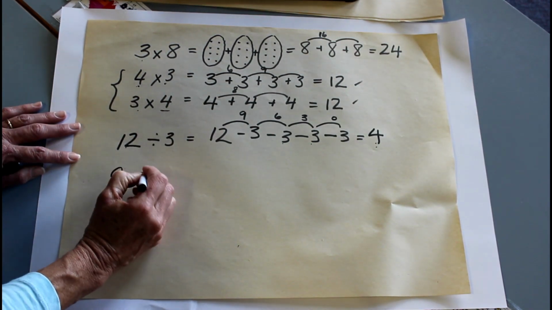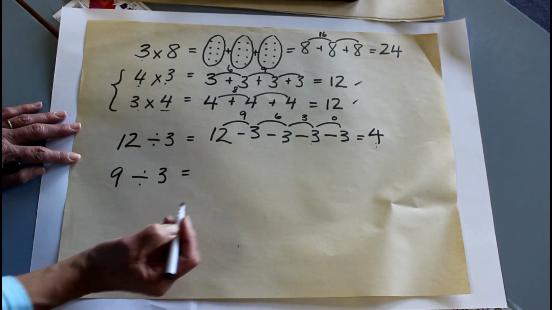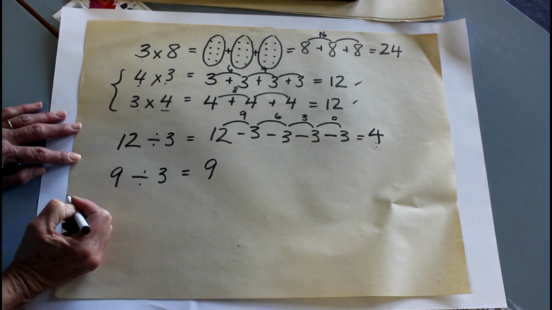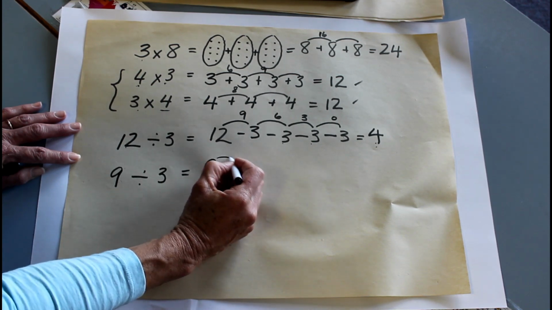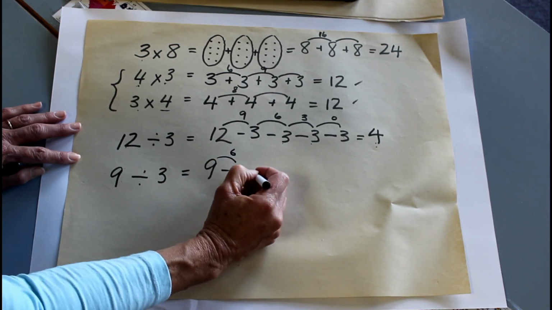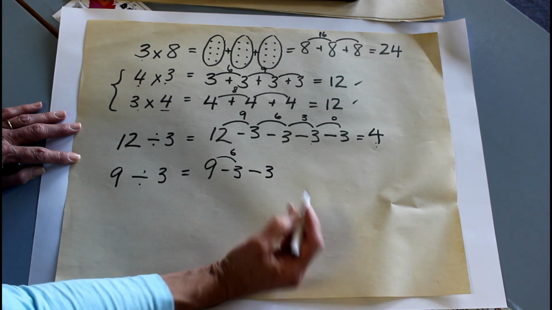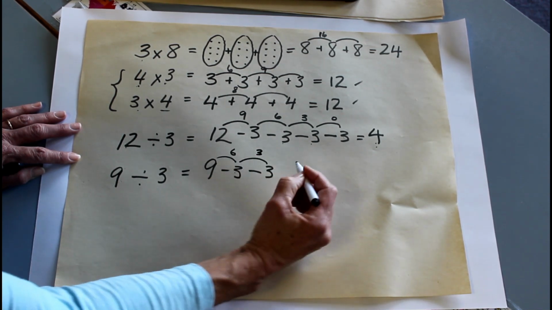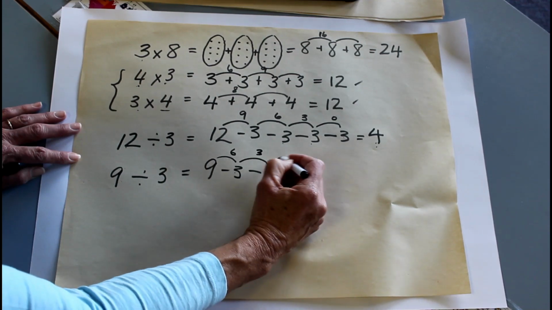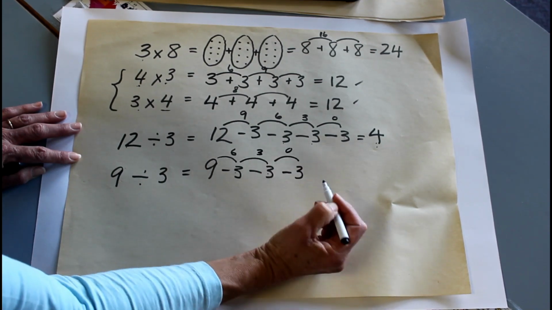What about 9 divided by 3? Let's start with 9, because we have to have a 9, and I'm going to take away 3. So again, 9 take away 3 is 6. I'm going to need to get to 0, so I need to take away another 3. 6 take away 3 is 3. I'm not at 0 yet, so I'm going to take away another 3. 3 take away 3 is 0.